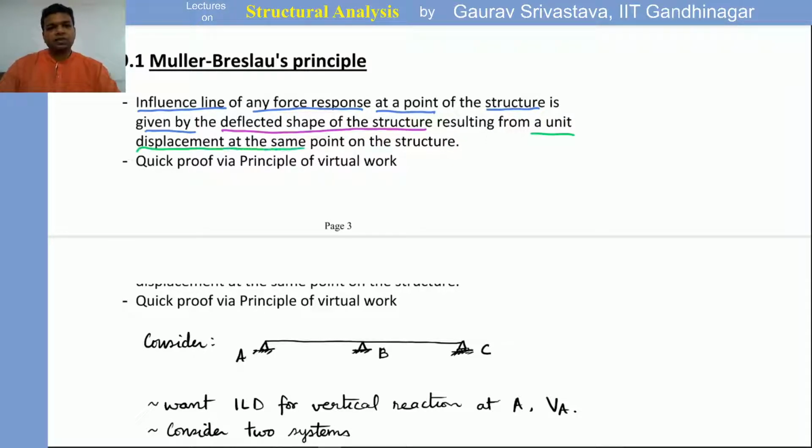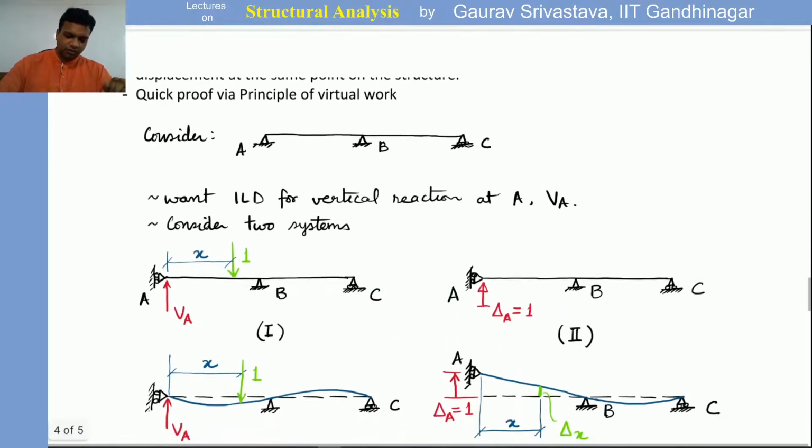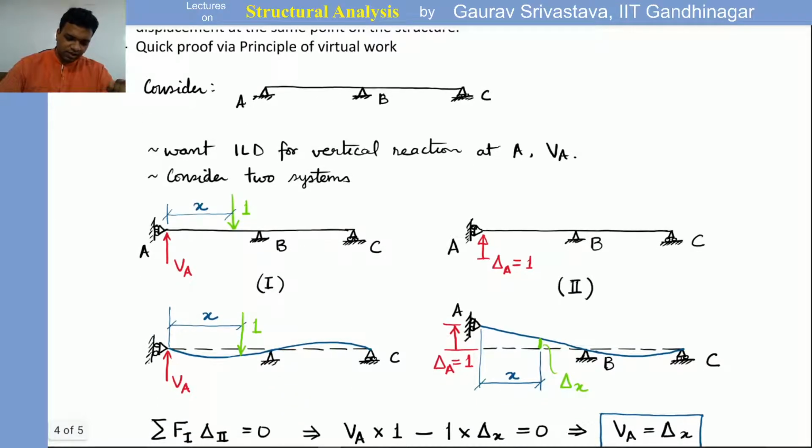Okay. So if you are interested in, let's say, the vertical reaction ILD, we will apply a unit displacement at that location of the vertical reaction, and whatever is the deflected shape of the structure, that will be the influence line diagram for that force response. Okay. So let's look at a very quick proof through the principle of virtual work, and this is really, really straightforward. Let's consider this beam ABC, okay, and let's say we want to make the influence line diagram for vertical reaction at A.